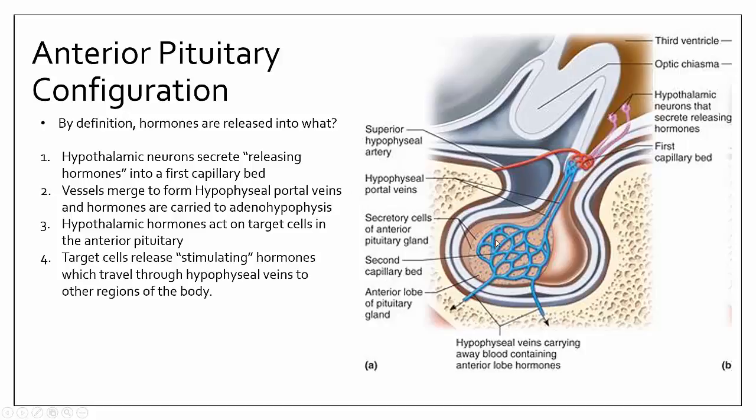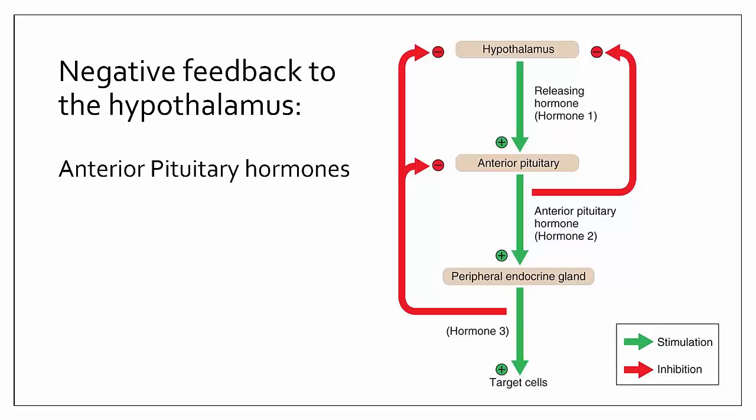The target cells then release stimulating hormones, which travel out of the pituitary gland through the hypophyseal veins and away into the body, where they stimulate other parts of the body, including some other endocrine glands. Okay? So, a few steps. Hypothalamic neurons secrete the releasing hormones into this capillary bed. They travel through the hypophyseal portal veins, where they stimulate the secretory cells, which secrete stimulating hormones. And they travel out of the pituitary gland through the hypophyseal veins and out into the body. Let's look at this a little bit closer.